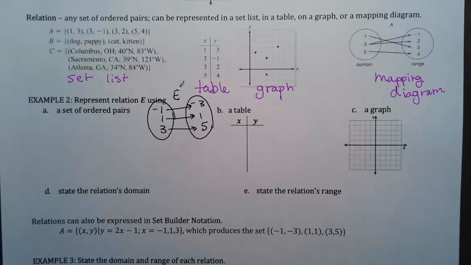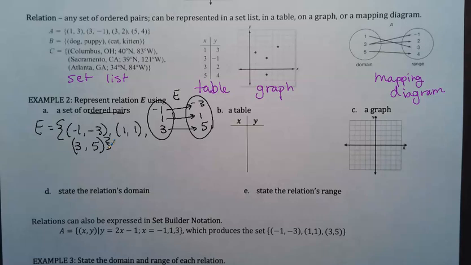Represent relation E using a set of ordered pairs. So we have to use set notation. We'll say E equals, just like this set notation up here, we've got to put the braces, and then we put them as a set of ordered pairs. So negative 1 pairs with negative 3. 1 pairs with 1. And then 3 pairs with 5. And then we close with the brace for set notation.